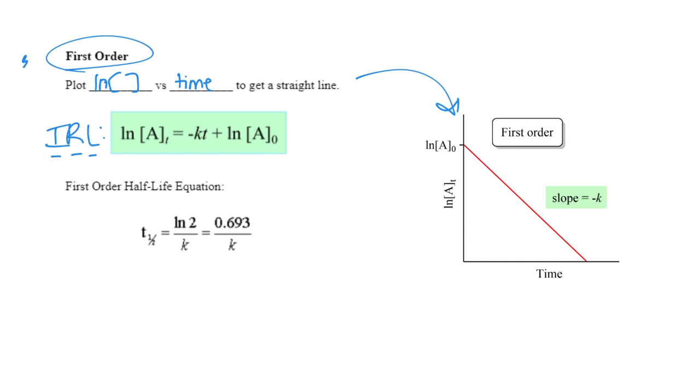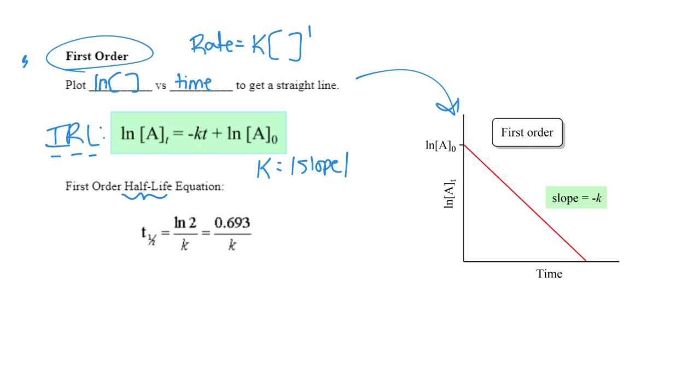In the same format of a straight line equation, y equals mx plus b, my k value is still going to be the absolute value of the slope of my straight line graph. My regular rate law equation is just going to be rate equals k times my concentration to the first power, because it's a first order reaction. The only other thing that we need with first order reactions is a half-life equation.